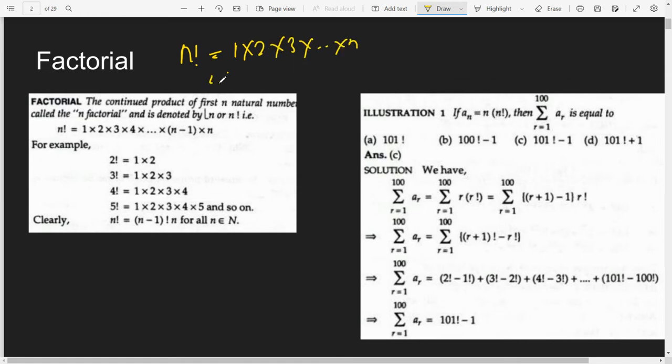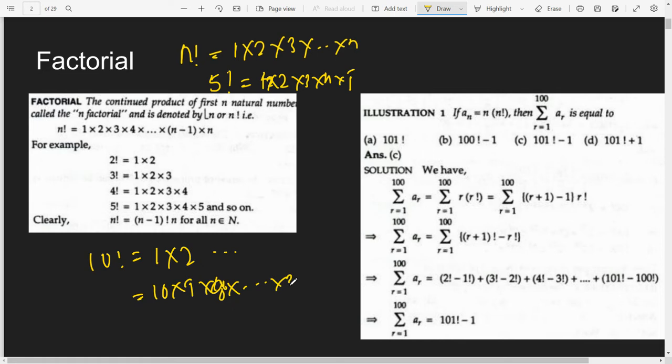Let's say we're defining 5 factorial. It means 1 into 2 into 3 into 4 into 5. For defining, let's say, 10 factorial, you can either start from 1 into 2 into dot dot, or you can also start from 10 into 9 into 8 into dot dot dot 3 into 2 into 1. Either way gives the same value. So 5 factorial is going to be 120. 3 factorial is going to be 6. 2 factorial is going to be 2.